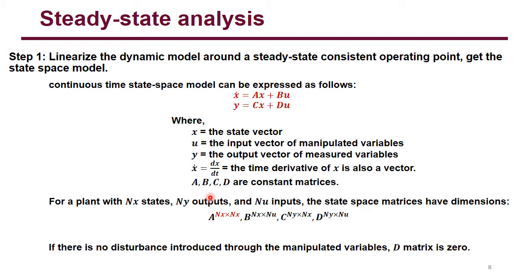An important fact is that this A matrix is our system matrix. It is a square matrix, and from the eigenvalues of this square matrix, we can determine whether the system is stable or not.